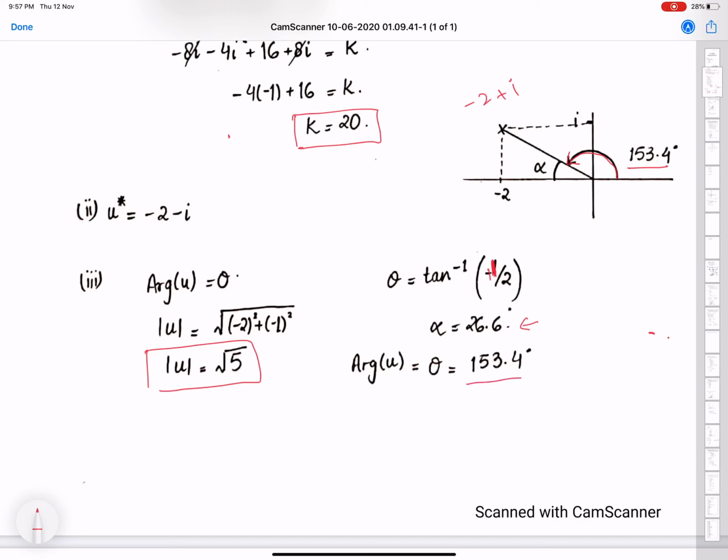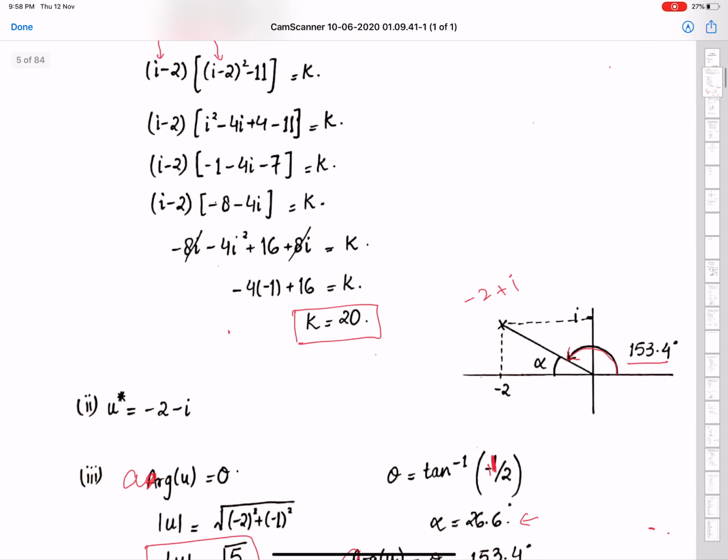And make sure you write argument with a small a. We use small a for argument, and it must be to one decimal place in degrees. This is also small a.